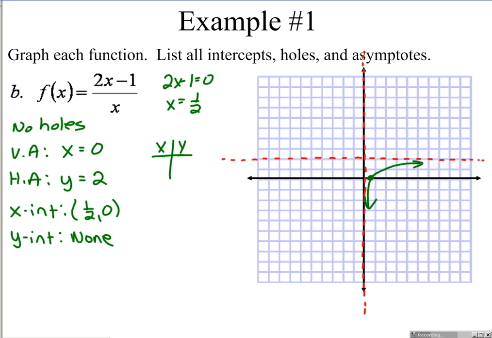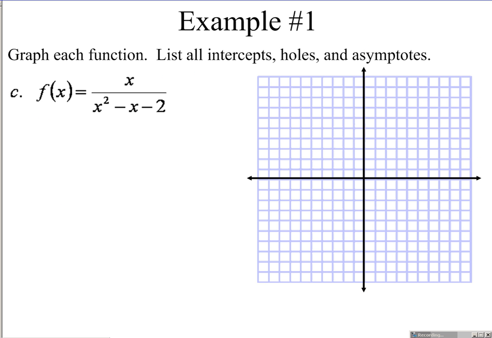To the left, again, we're not sure whether it's above or below that horizontal asymptote, so pick any value you want to the left. If I put in -1 for x, we get -3 over -1, which is +3. So I have a point at -1, up 3, there is our graph.